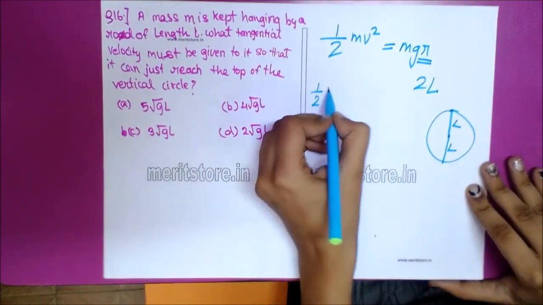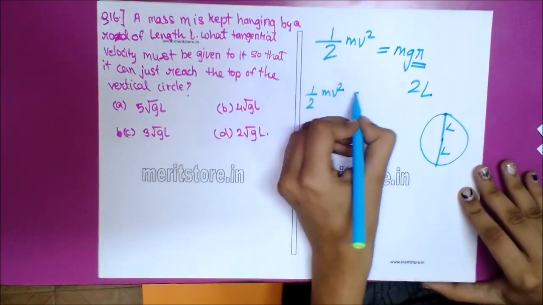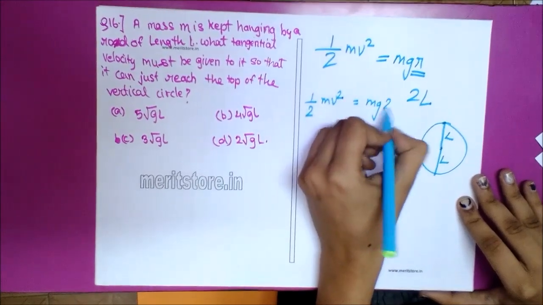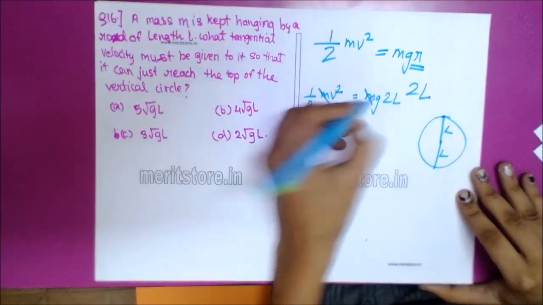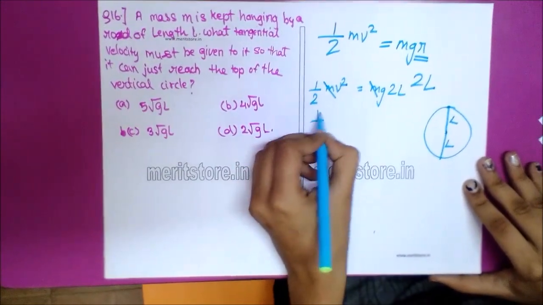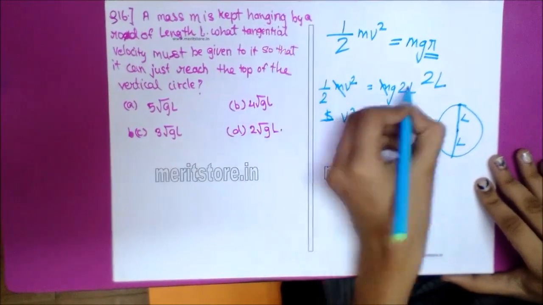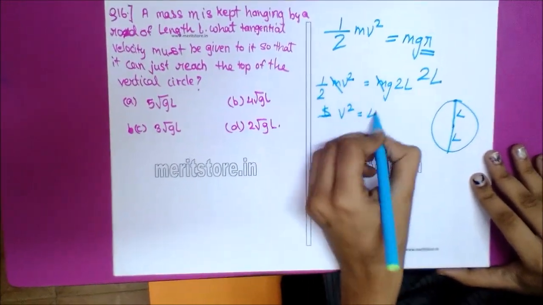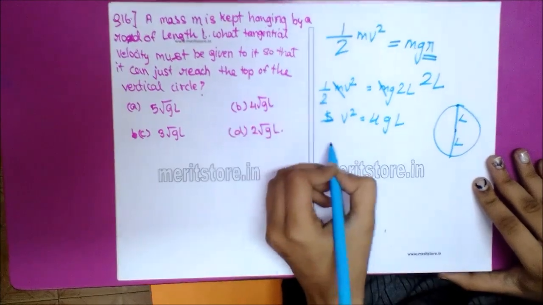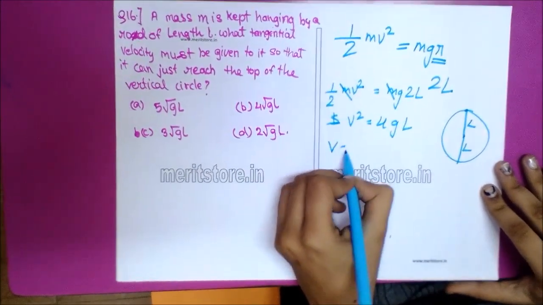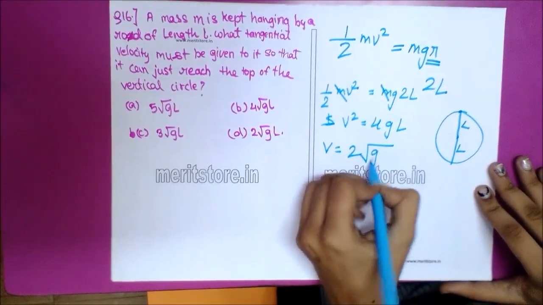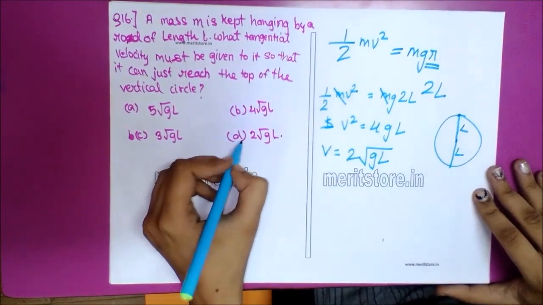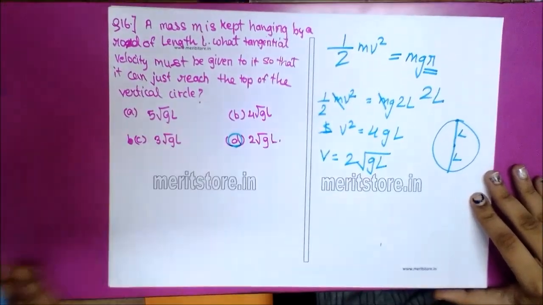Therefore half mv square will be mg 2l. M and m get cancelled. Therefore I have v square is equal to, this 2 goes over there, 4gl. Taking square roots on both the sides, I will have v is equal to 2 root gl. Option D is the correct option.